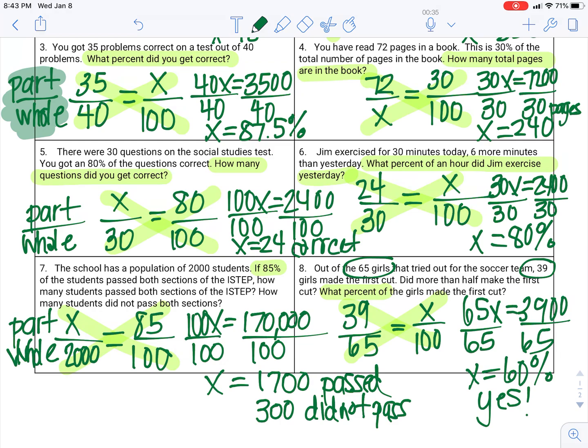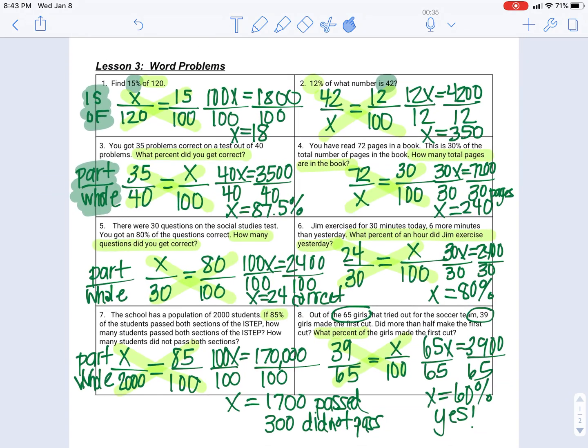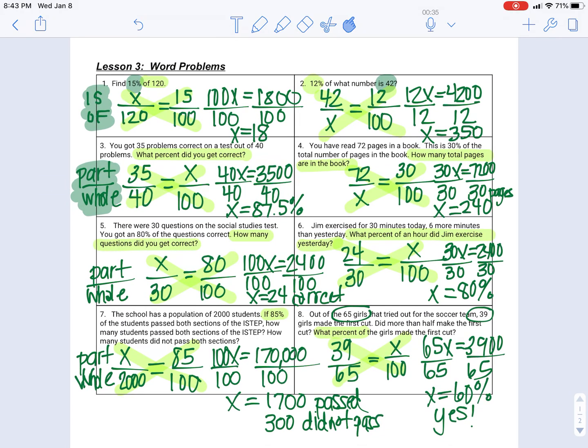All right, so in review, yesterday we talked about the is over of proportion with the percent proportion. And today we covered the part whole proportion. So percent still on the right, over 100. This time we're going to set it up as part over whole.